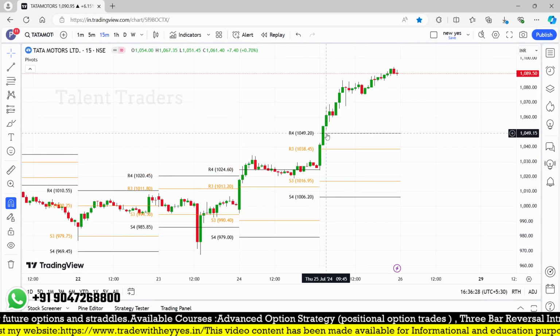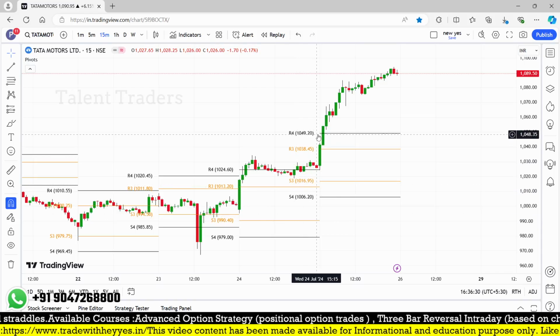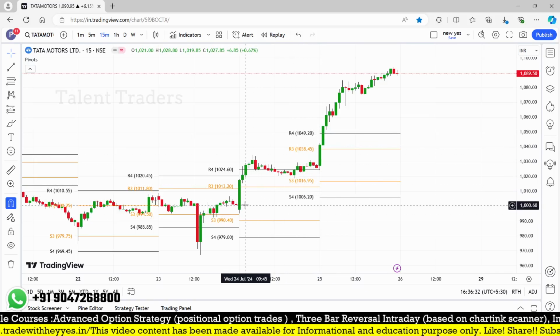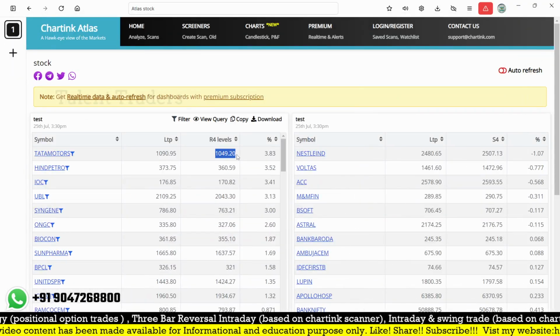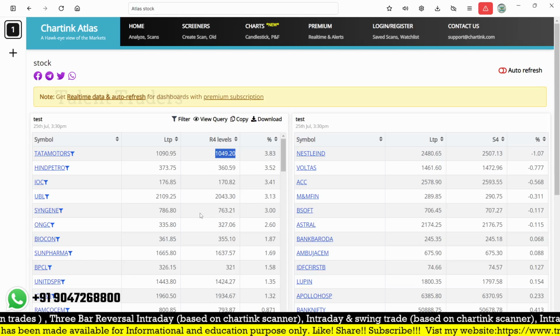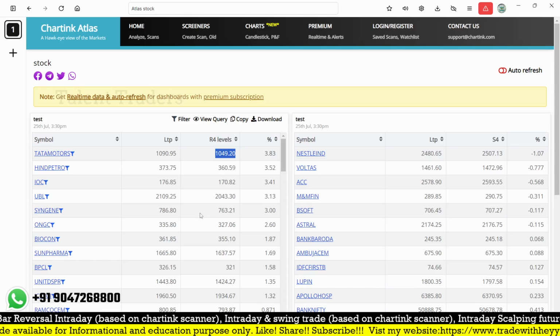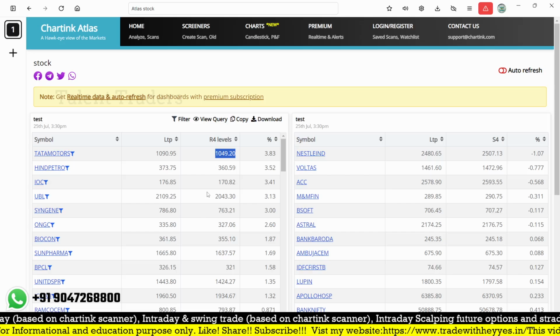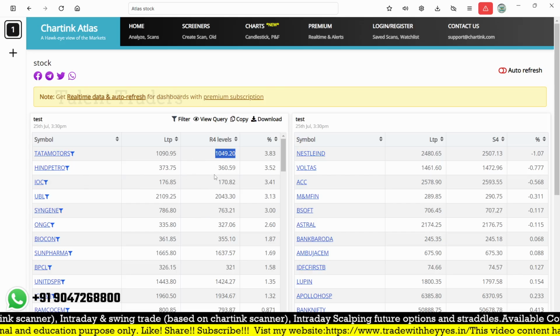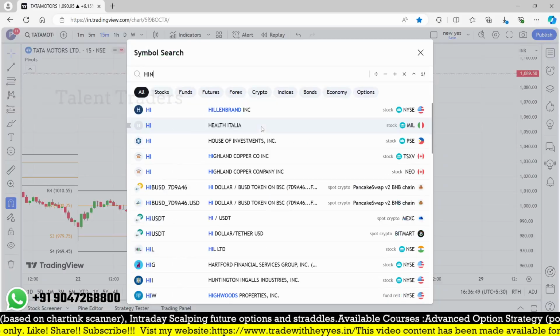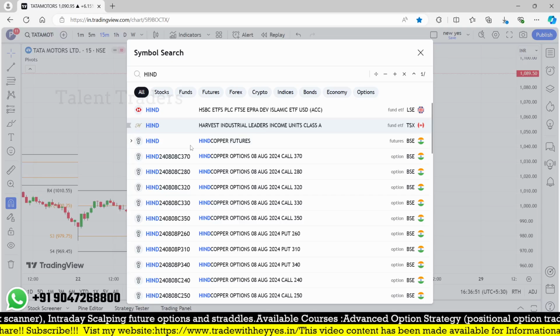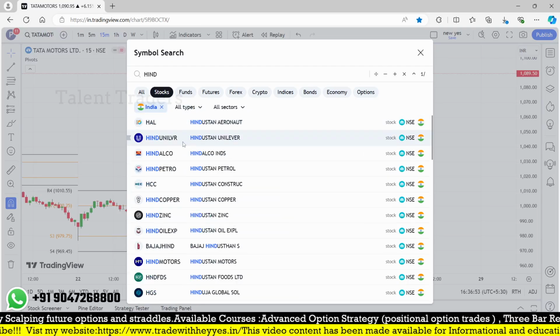The second candle itself will trigger that breakout point. So here it is giving you the breakout of 1049.20. We mentioned the R4 values also, and you can easily identify the exact R4 value. And Indo Petro was 360, and now it is trading at 373. All the stocks which have not broken the level.